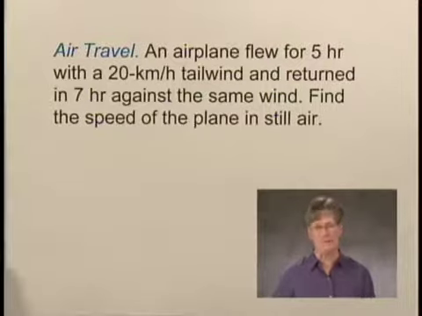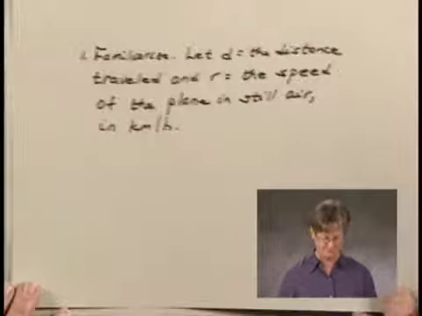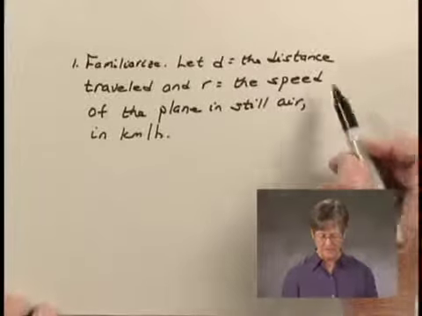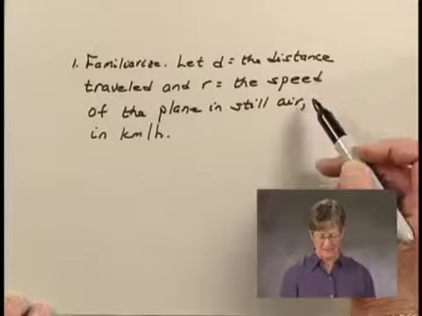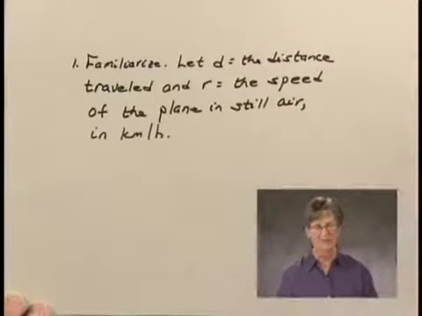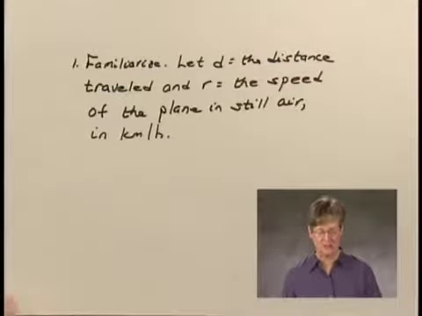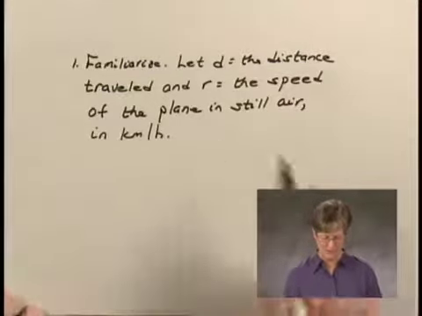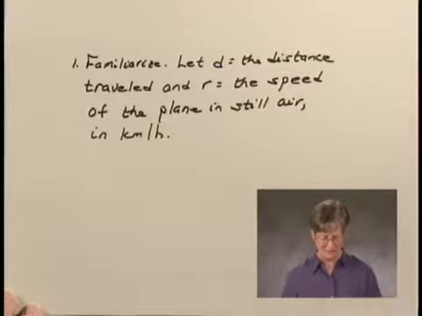Well, we'll use the 5-step problem-solving process, and first we'll familiarize ourselves with the problem. Let's begin by letting d equal the distance traveled and let r equal the speed of the plane in still air, and these are in kilometers per hour. The r is in kilometers per hour, d is in kilometers.